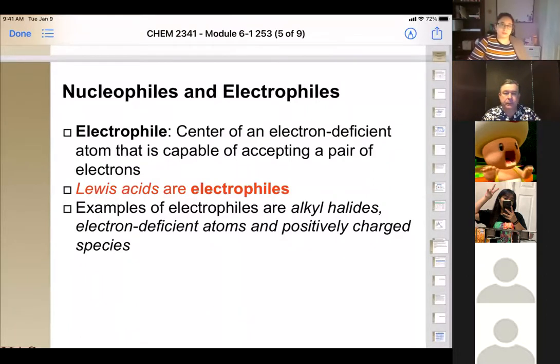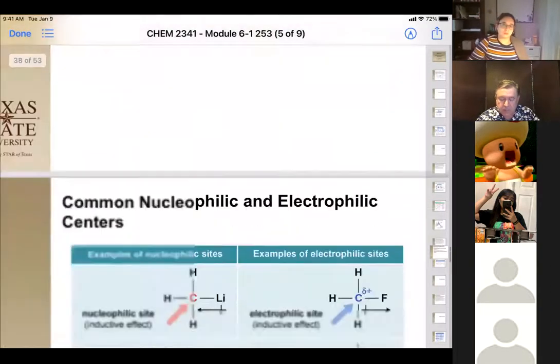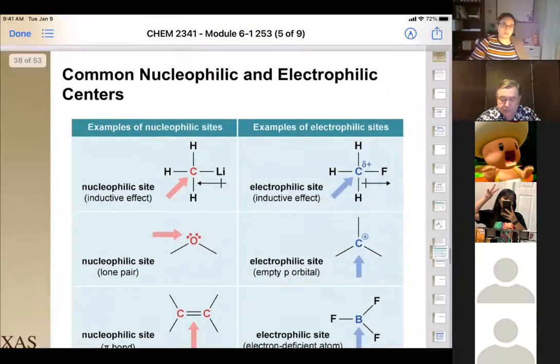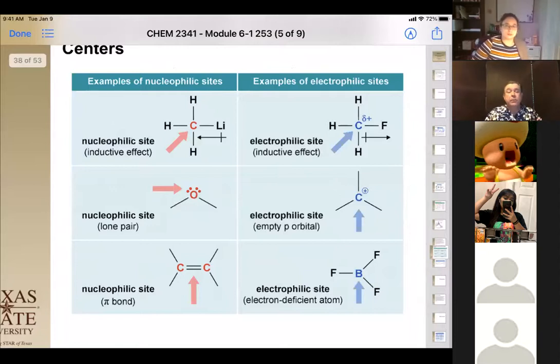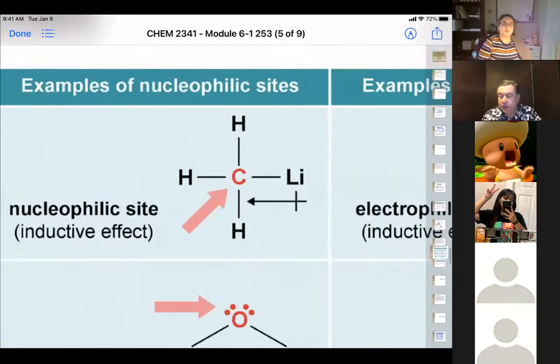Bond polarity, okay? So let's look at some common electrophiles and nucleophilic centers. Okay, so in the first one here, we have 4 bonds to carbon, so we have a neutral species. We don't have any lone pairs, okay? Why is it a nucleophile? Bond polarity, okay? So let's look at this right here. We have a carbon and a lithium.